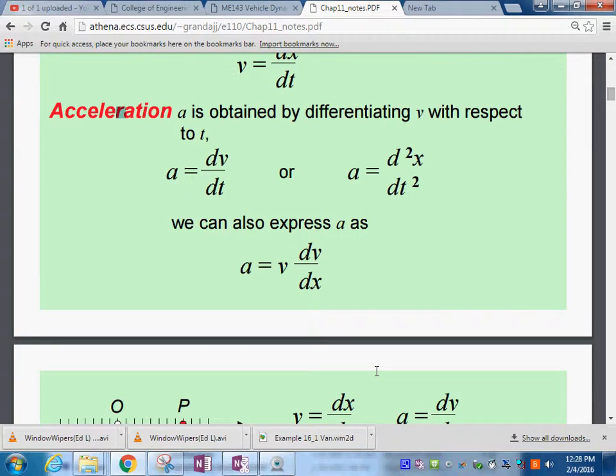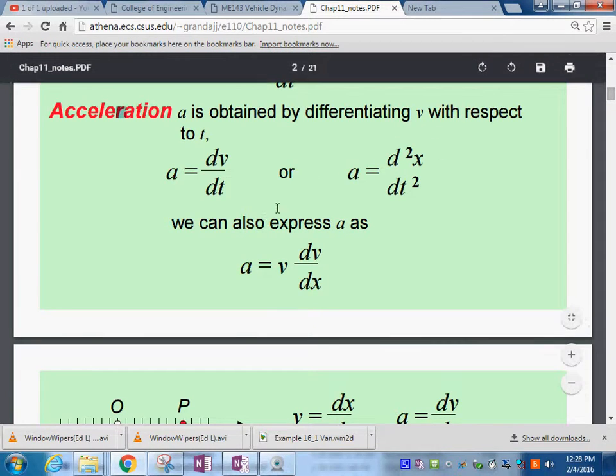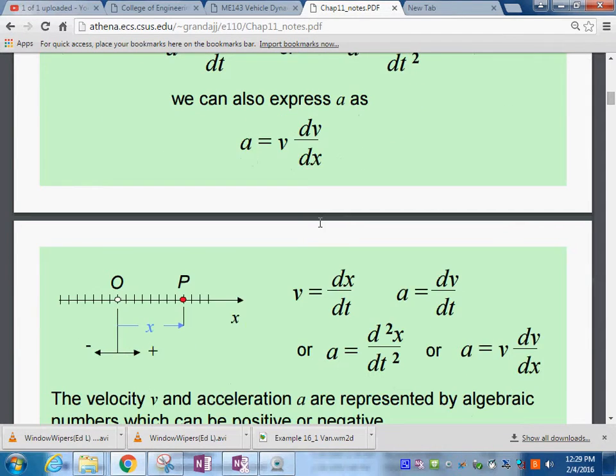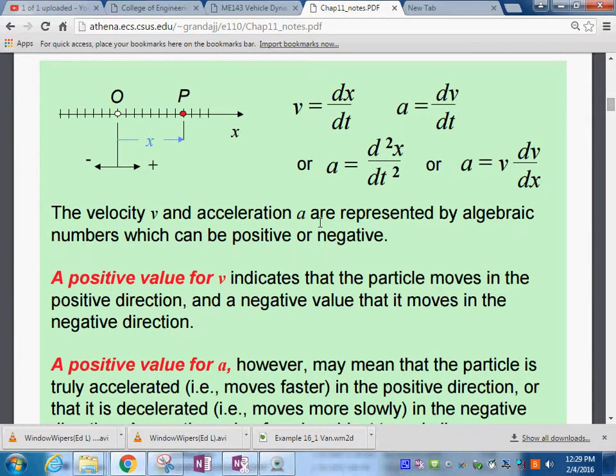So these are some of the ways to express the acceleration. In some instances, it may become handy, although most of the time we don't use this form. a equals v times dv/dx is the same thing as d squared x over dt squared. See, I think this one is much easier to remember.